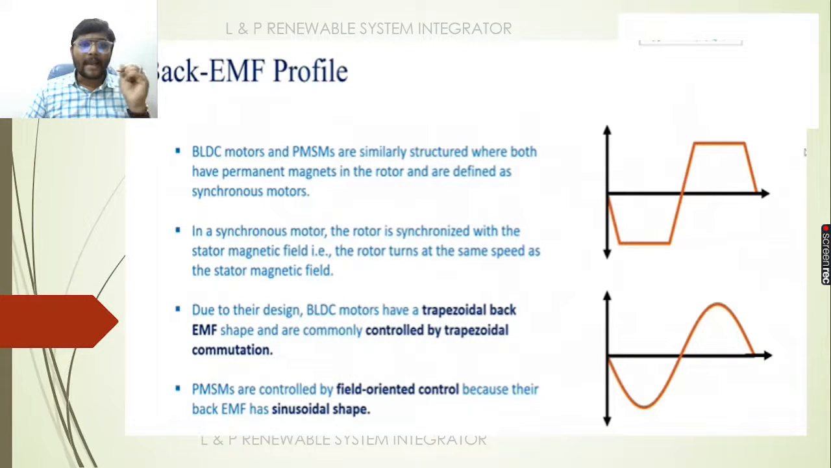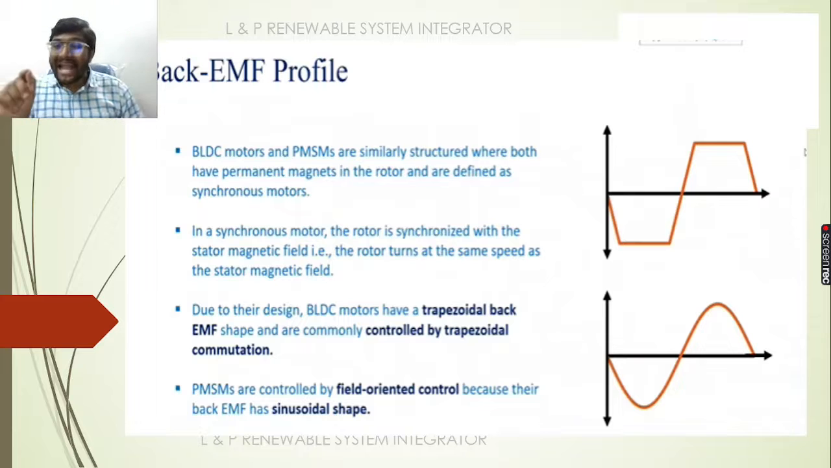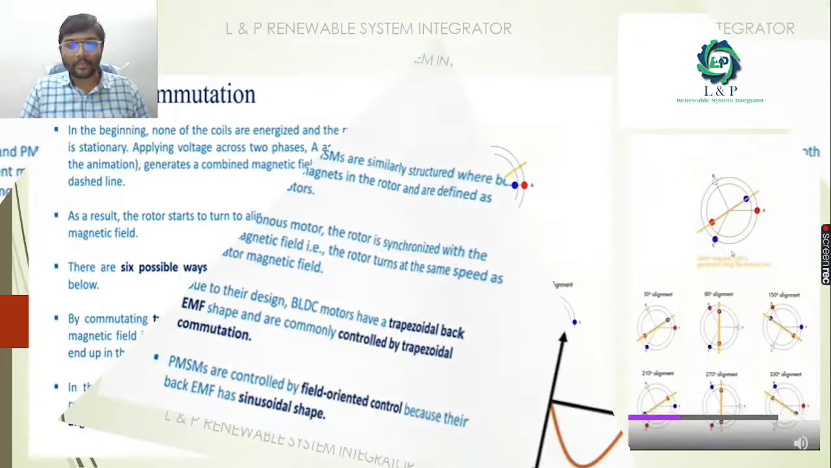So when we look into the back EMF profile, this brushless DC motor and the permanent magnet synchronous motor are similarly structured, but the only difference is that in the brushless DC motor we have a trapezoidal back EMF shape, whereas in the case of permanent magnet synchronous motor we have a sinusoidal shape. So owing to this difference in shape, this brushless DC motor is controlled by trapezoidal commutation, whereas the permanent magnet synchronous motor is controlled by field oriented control.